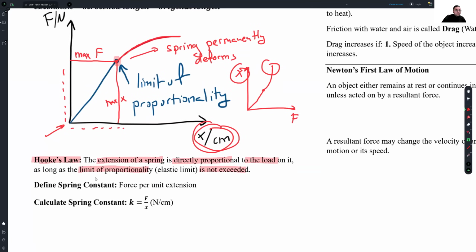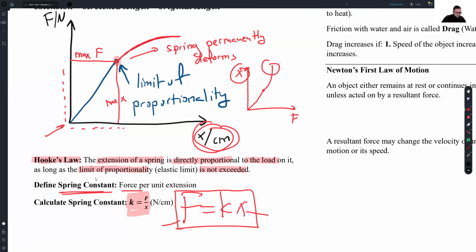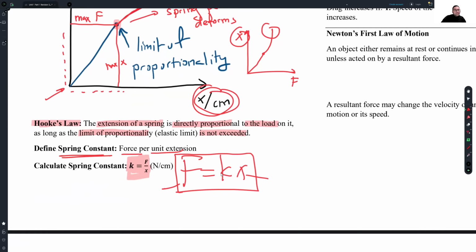Now, finally, there's a formula for Hooke's law. It's K equals F over X, or my personal favorite is F equals Kx. It's easier to remember for me. F is the force, X is the extension, K is the spring constant, defined as the force per unit extension. If you remember, we used to say that K represents the stiffness of the spring, how hard the spring is. So the greater the stiffness, the stronger the spring is. Okay, good.